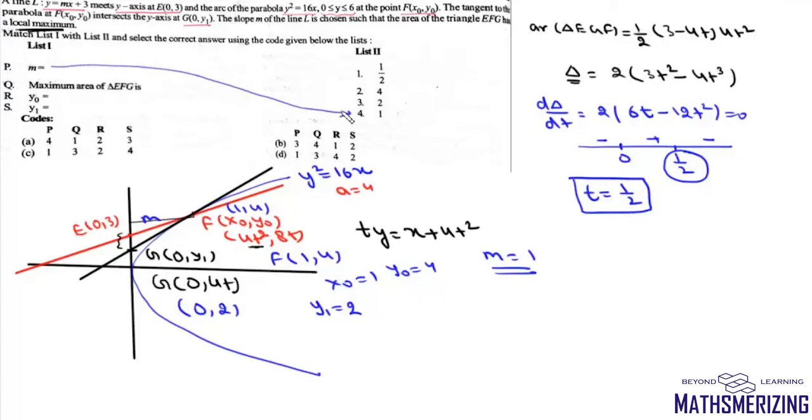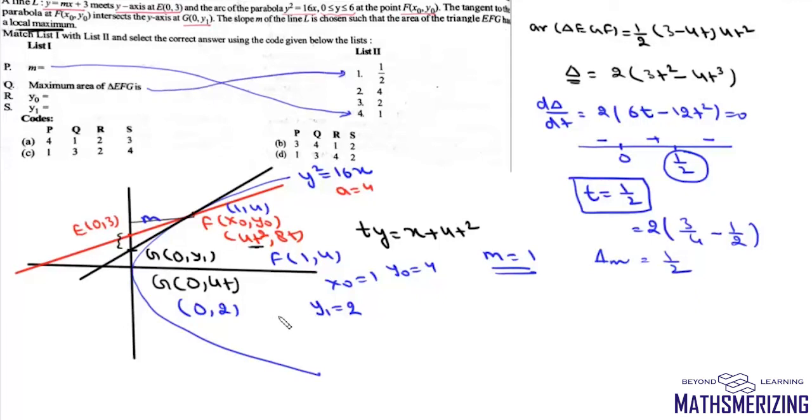For the maximum area, we'll just need to put in the value. So we'll put the value of t as 1 by 2. We'll get this value as 3 by 4 minus 1 by 2. So it'll be simply 1 by 2. So the maximum area will be 1 by 2.